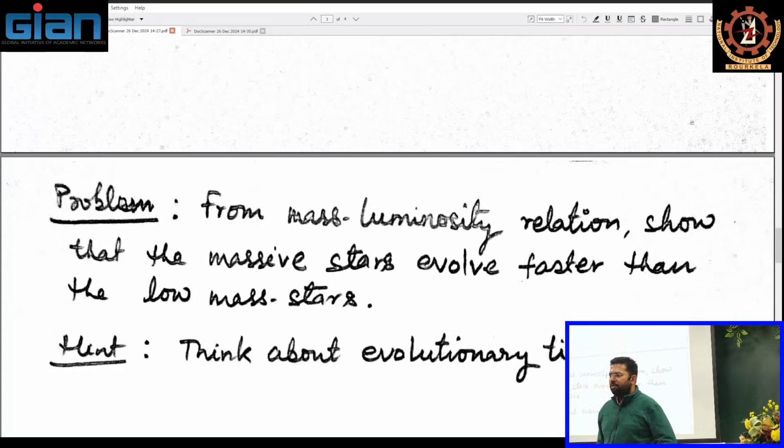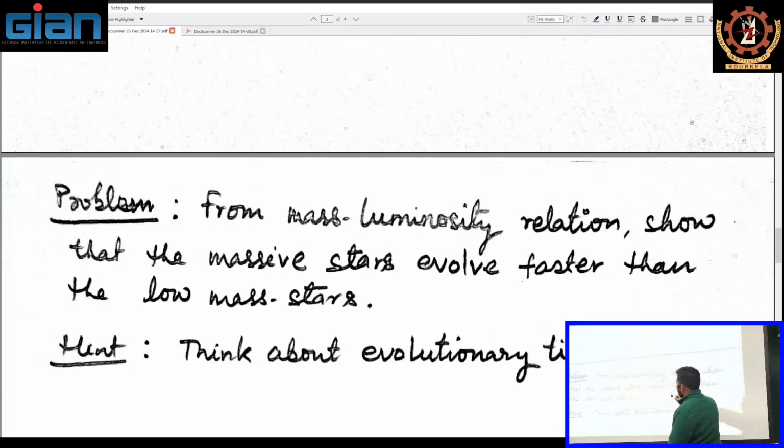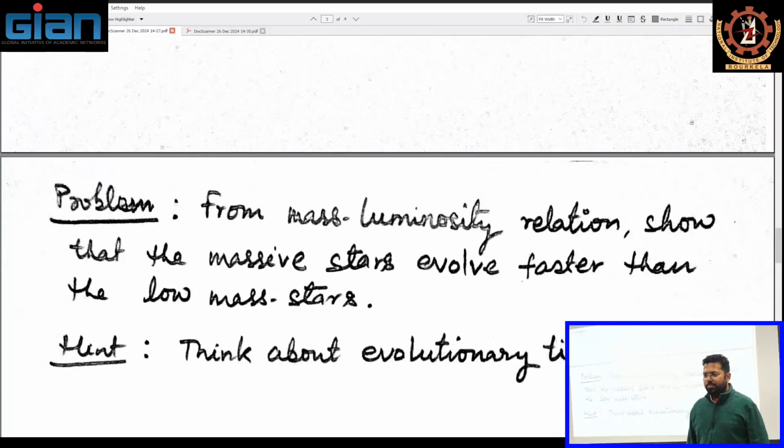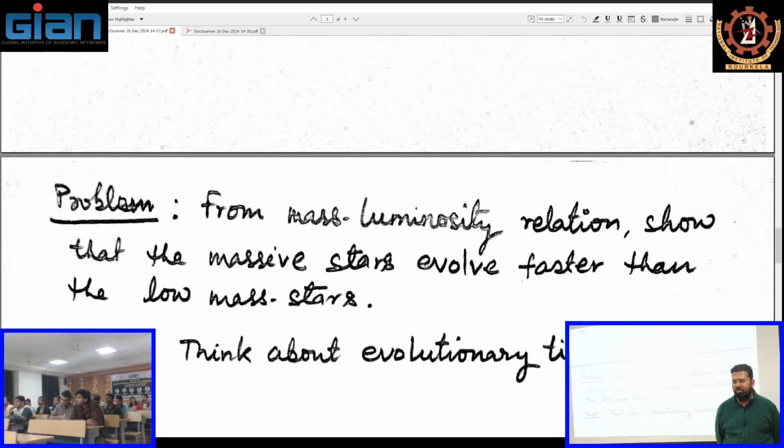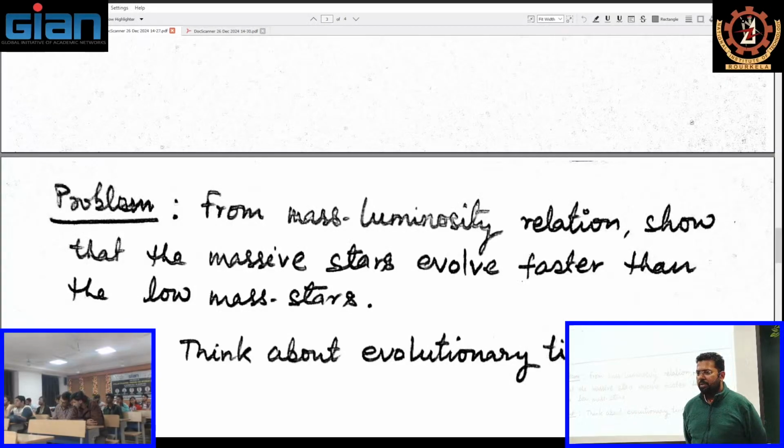So which time scale will be involved here? When I say you have to show that the massive stars evolve faster, it is the nuclear energy time scale. The hint is also mentioned: the mass-luminosity relation. Can you show from the mass-luminosity relation how the nuclear time scale will depend upon the mass? We just did it actually.